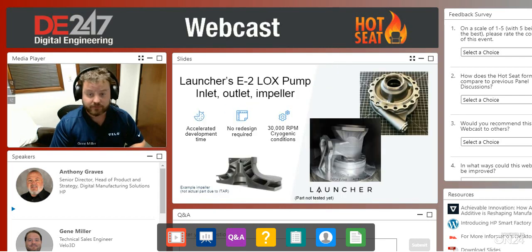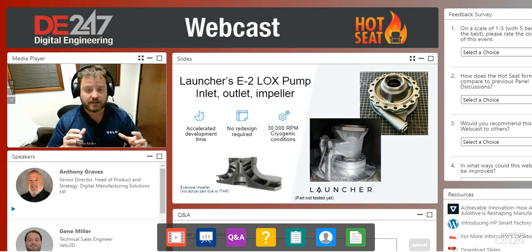Launcher has been a great partner for us as well. Their recent locks and pump, we printed 3 components for: the inlet and the outlet, as well as the impeller. The impeller we can't show because of ITAR reasons. However, it was another example where we printed an impeller flat on the build plate. It was able to be balanced and used in a cryogenic application at 30,000 RPMs.